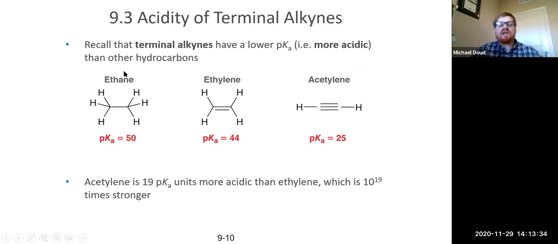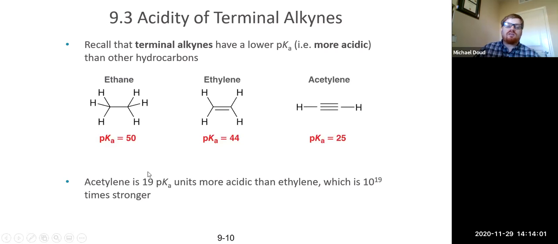Okay. So this is kind of giving it away. Why does the terminal alkyne matter? It's because they have a very low pKa relative to what we've seen with the other hydrocarbons. So if you go to ethane, ethane has a pKa of 50. That is not acidic at all. Ethylene, only slightly more acidic at 44. So this is not acidic at all either. But acetylene, on the other hand, has a pKa of 25.